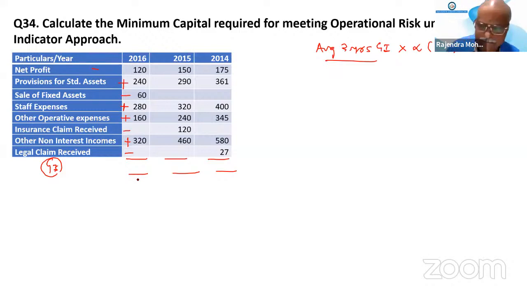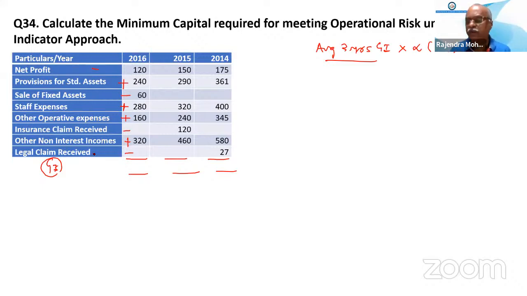You have not read the book, or when I explained in the class, because from net profit to arrive at gross income, there are some adjustments where operating expenses, provisions, etc. are to be added. Any extraordinary income or irregular income which is not banking income has to be deducted. Okay, so your sale of fixed asset is not an income from banking transactions.